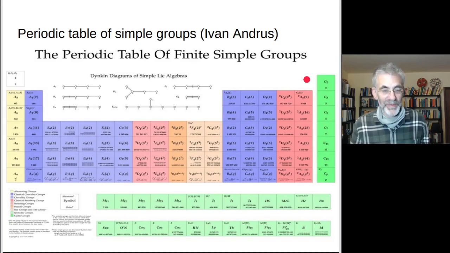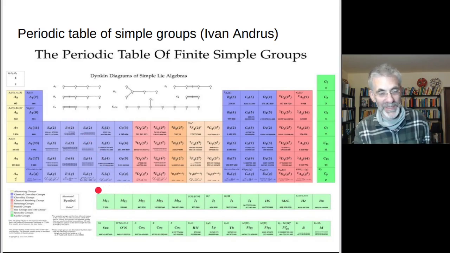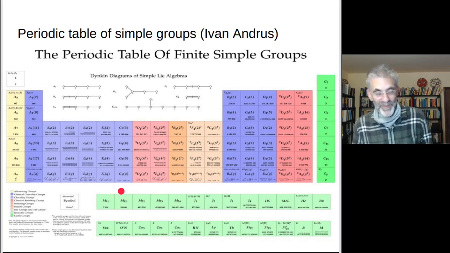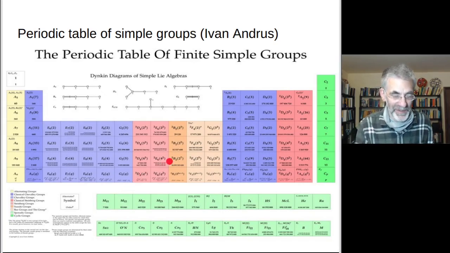the finite simple groups consist of 18 infinite families, which are arranged here in 18 columns like the periodic table, and 26 others. And here the analogy breaks down slightly because there should really be 28 rare earth elements. There's no real relation between the chemical periodic table and the finite simple groups. This is just done as a bit of a joke, but is a rather nice looking picture.